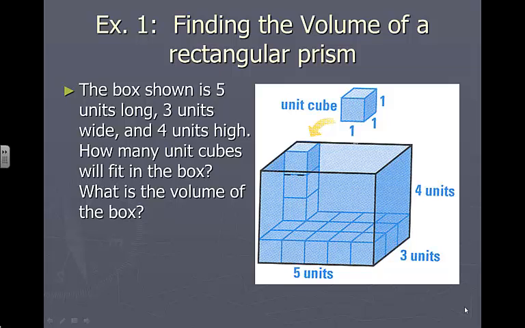Alright, so let's look at this. The box shown is 5 units long, 3 units wide, and 4 units high. How many unit cubes will fit in the box? What is the volume of the box? So again, volume equals the area of the base times the height. The area of the base would be 5 times 3, which is 15, times 4, because that's the height. So it would be 60 units.